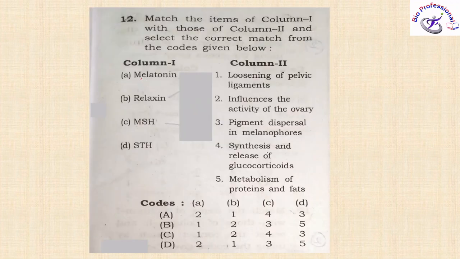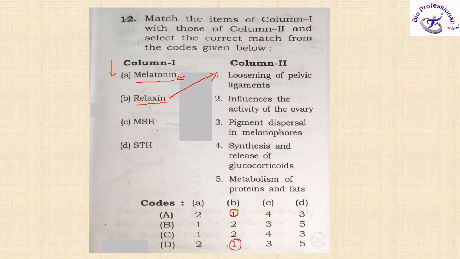Okay, this question, melatonin. Actually, these are the names of hormones and their probable functions. So melatonin, what is its function? This hormone influences the activity of the body. If you don't know the function of it, but you know the function of relaxin, it is produced by the ovary and placenta during the pregnancy period, and it helps in the loosening of the pelvic ligaments. So B is 1. So let us check. B is 1 means two options.